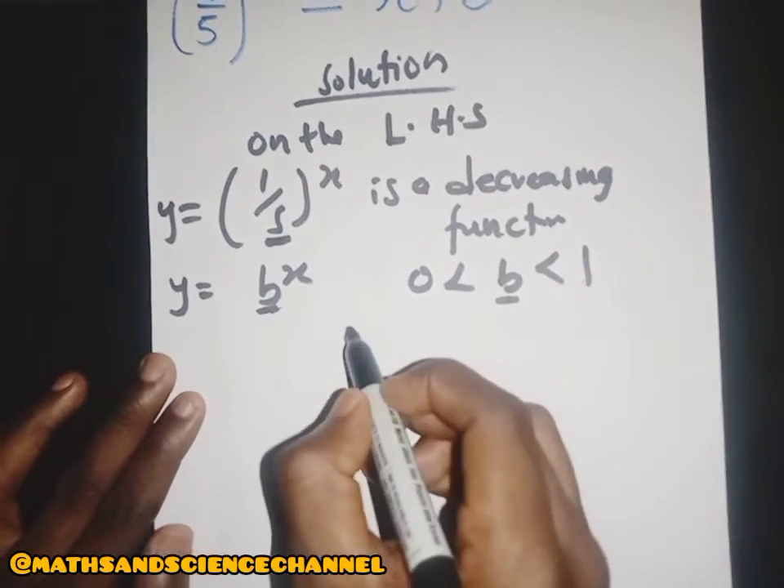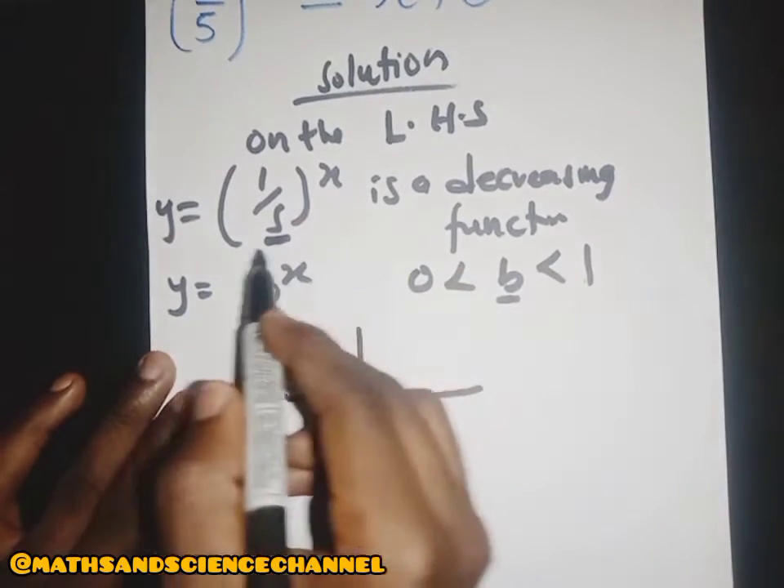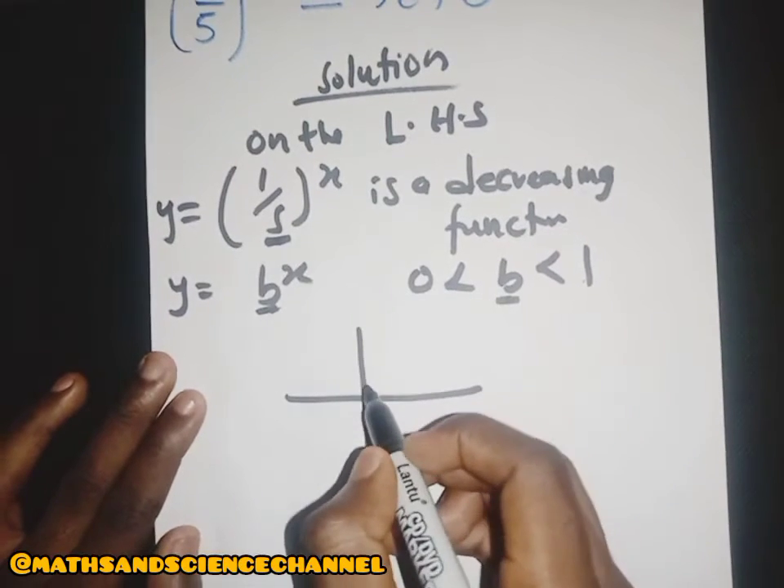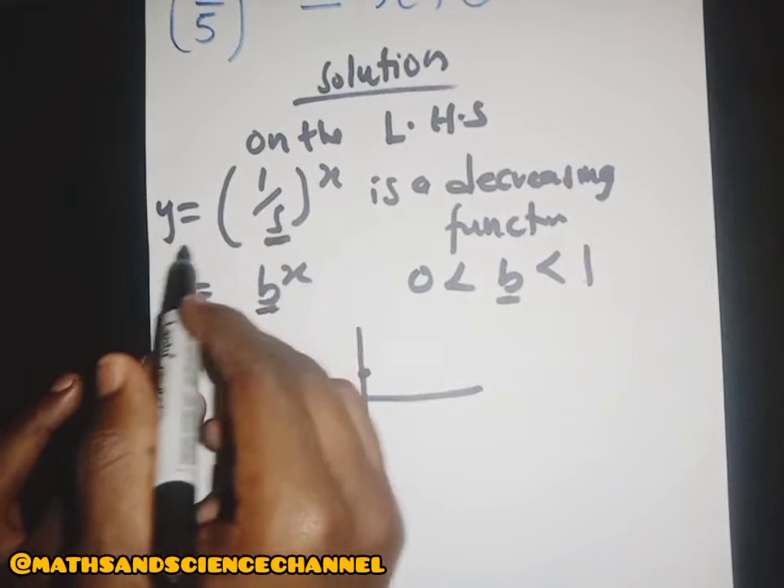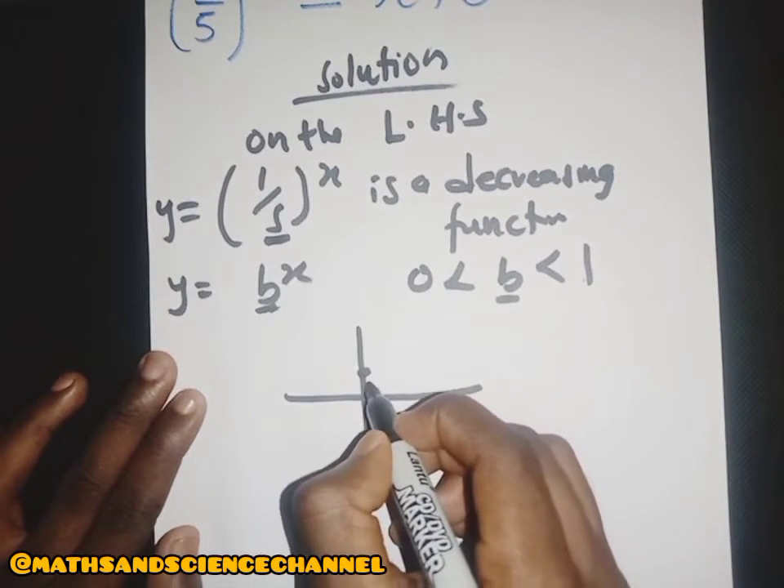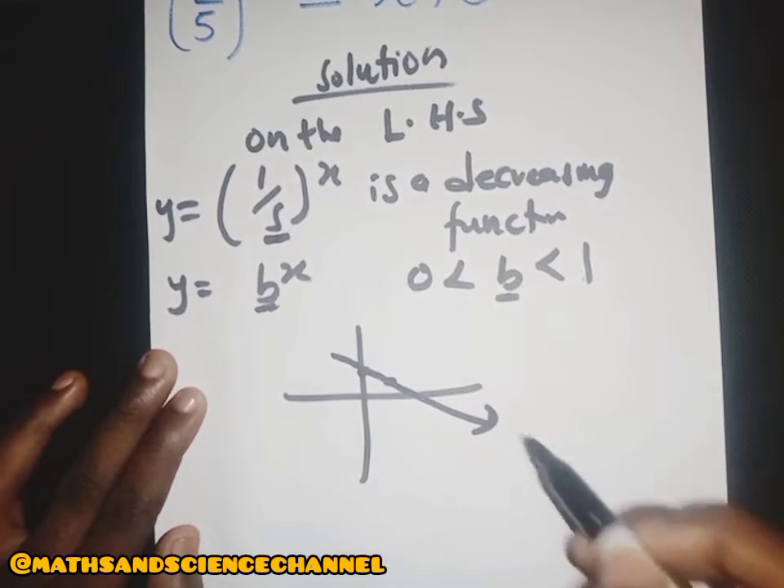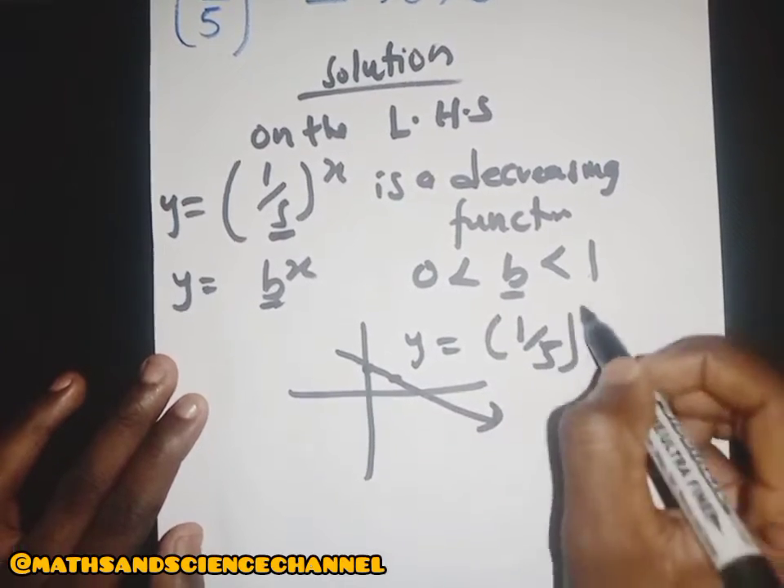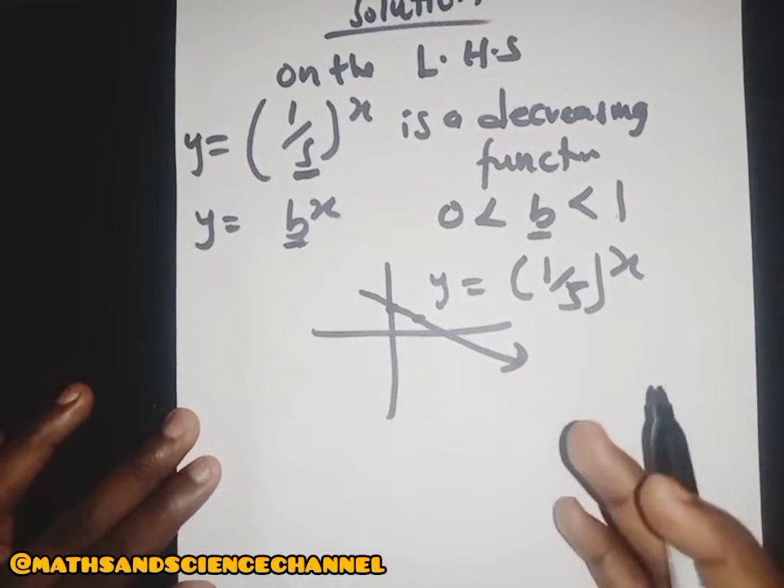So with this we can just give a sketch of that. Realize that if x is equal to 0, y is 1, so we can have it somewhere here. And if x is 1, y is just 1/5. So we can see that it will be decreasing, moving in this direction, right? And therefore this is just (1/5)^x. So as we can see from here, on the left hand side it is a decreasing function.